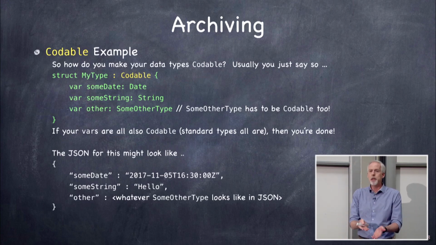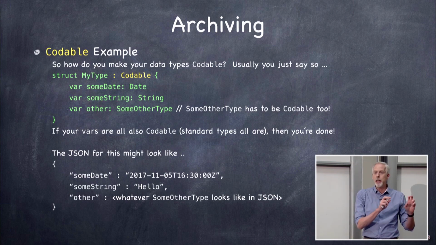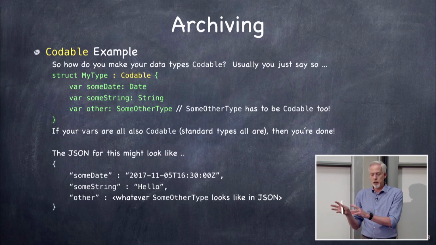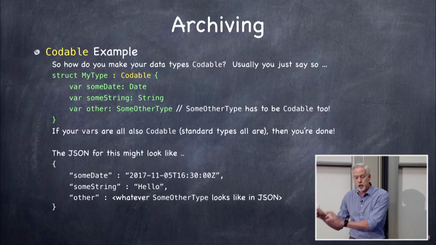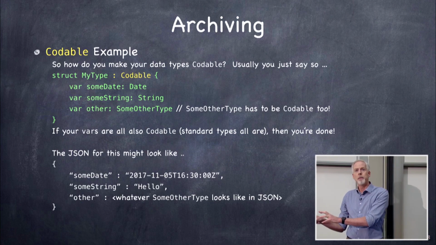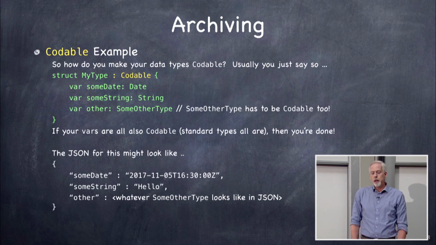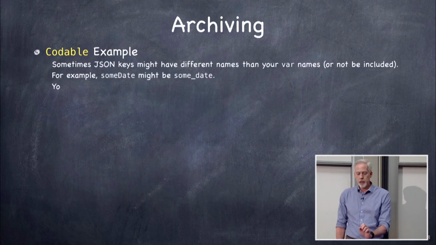And the JSON that would be generated from using that JSON encoder would look something like this, right? Some date, which is the same name as the var, colon, and then the date in some encoding strategy that we decide, and then some string, colon, hello, and then other, colon, and then whatever some other type's JSON looks like would be embedded in there, you see? And so it can be recursively going down. Okay? Now, we might not want the JSON to look exactly like this. So can we tune this? Yeah, we can. Look at this.